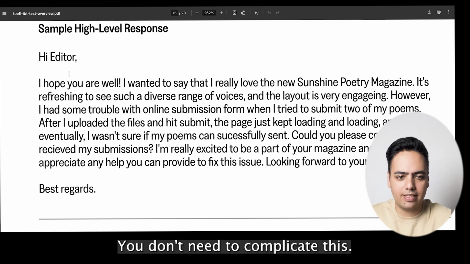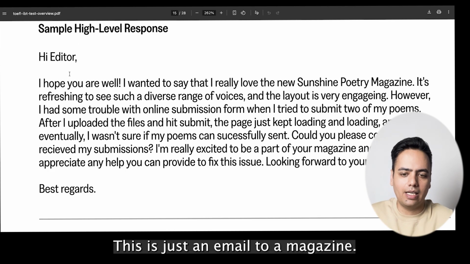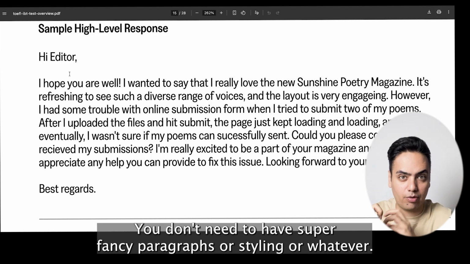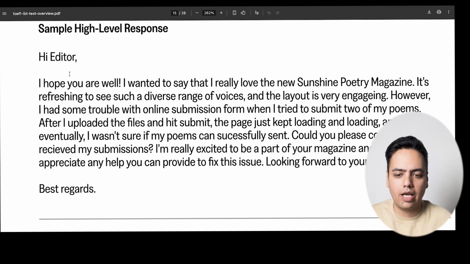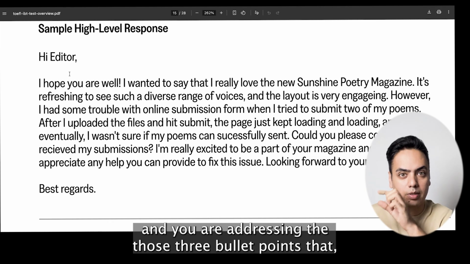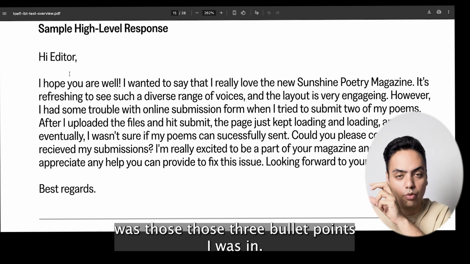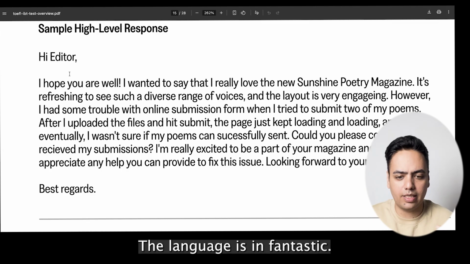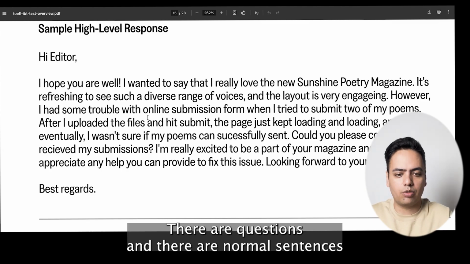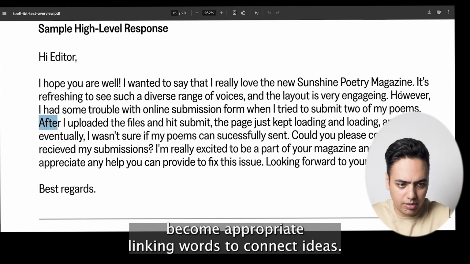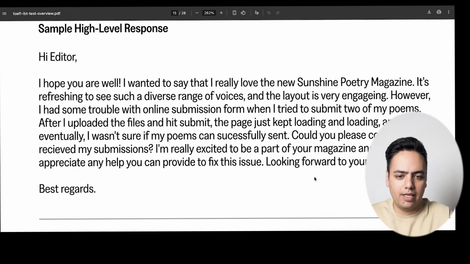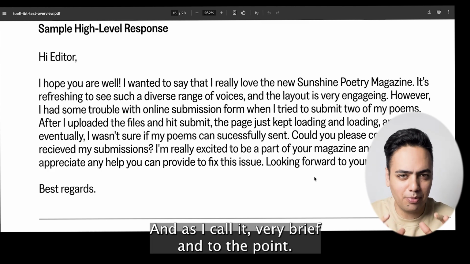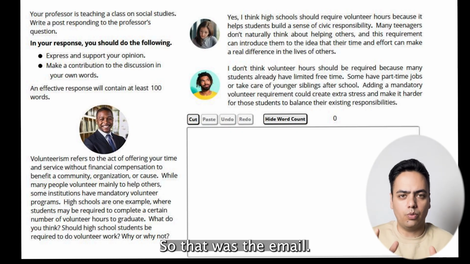You don't need to complicate this. This is just an email to a magazine. You don't need to have super fancy paragraphing or styling or whatever. Just make sure you're using nice natural language and you are addressing those 3 bullet points that were in the text. It's done very well. The language is fantastic. There are questions, there are normal sentences, we have appropriate linking words to connect ideas, and this is an ideal way to write an email, and as I call it, very brief and to the point. Okay, let's go. So that was the email.